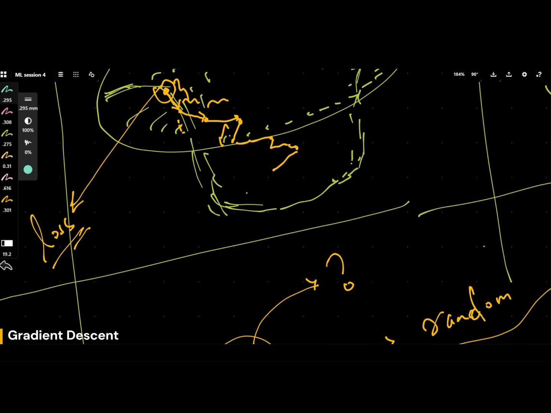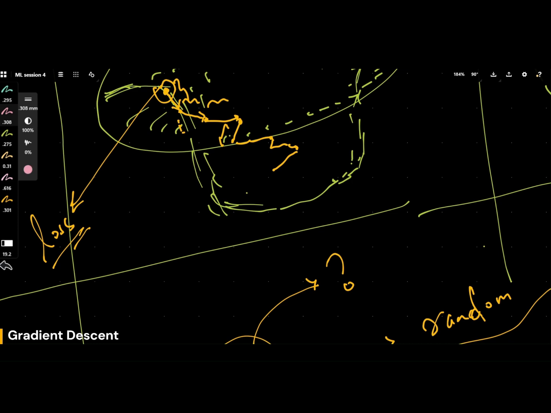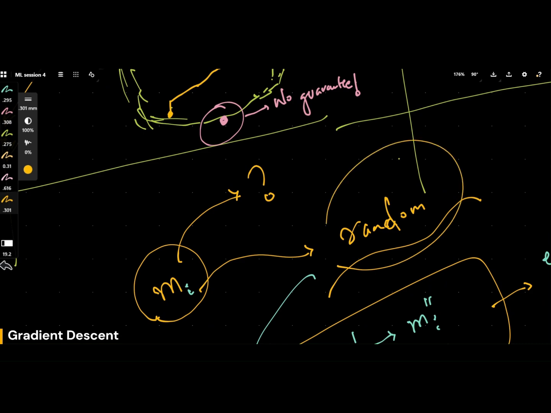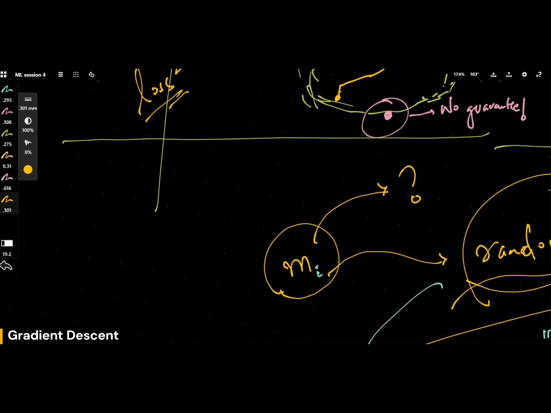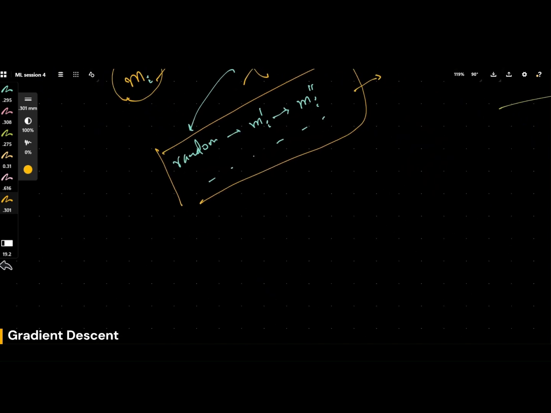And we have no guarantee that the machine will reach this point. We have no guarantee. The machine might as well come and stop at this point, but it may not reach the minimum. It totally depends on the initial random values and several other model parameters that we are going to teach you later on.